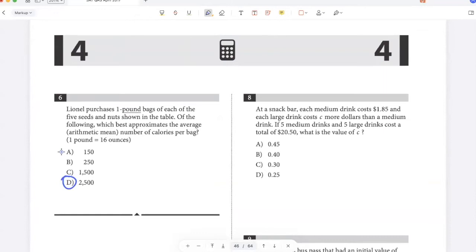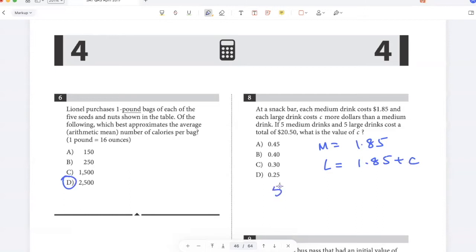At a snack bar, each medium drink costs $1.85 and each large drink costs C more dollars than a medium drink. Okay, so medium drink is 1.85 and large is 1.85 plus C. 5 medium and 5 large drinks cost a total of this. What is the value of C?